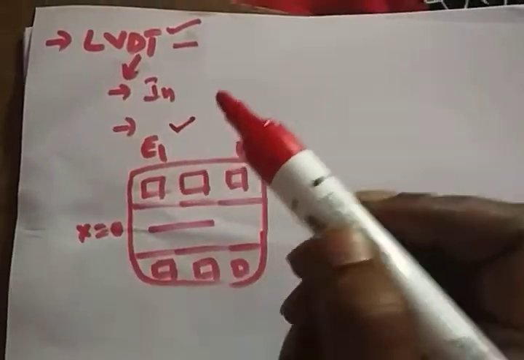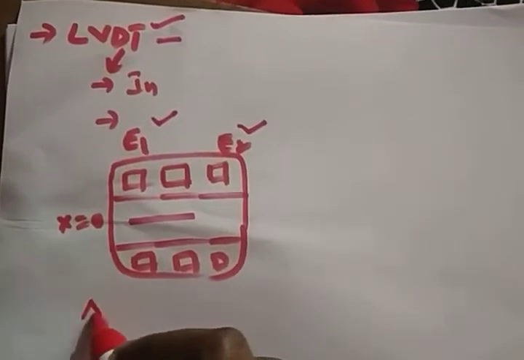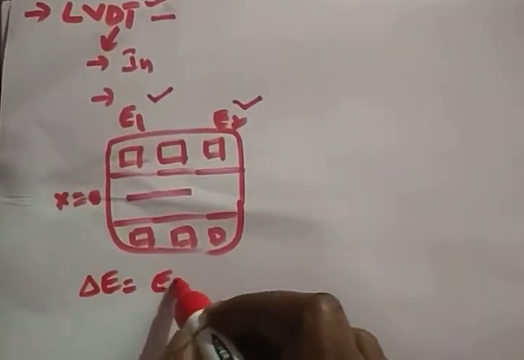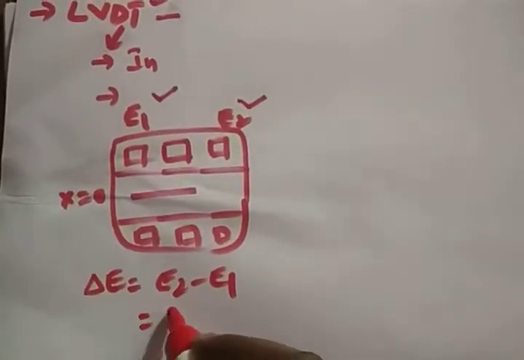How does the voltage develop? Whenever an alternating current is applied to the primary winding, a flux will be developed. This flux links with the secondaries, so there will definitely be an induced EMF. One EMF we call E1, and the other EMF we call E2. With the soft iron piece at the null position, there is no change in flux, so the generated EMF E1 will be equal to E2. So the output voltage delta E is equal to E2 minus E1. At the null position, what is the output voltage? 0.